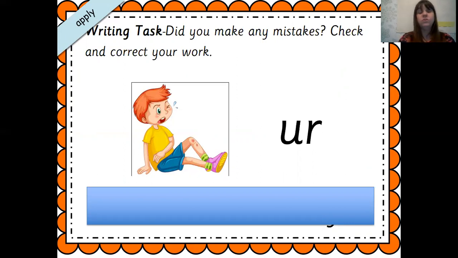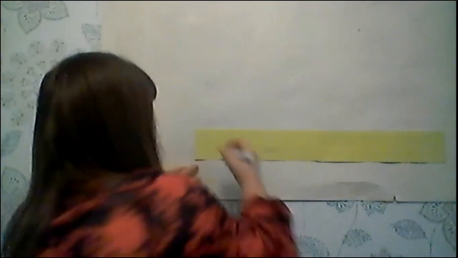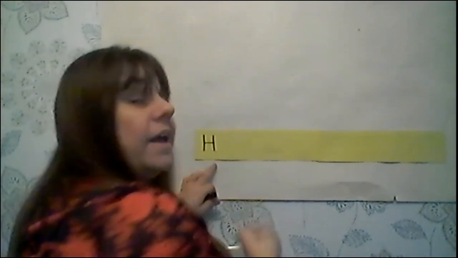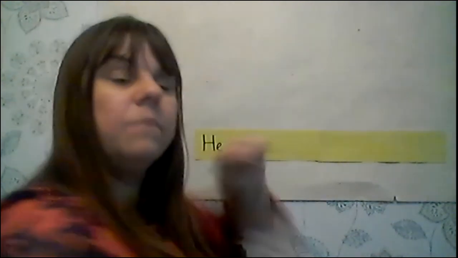So I'm going to stop sharing so you can see my writing now. Okay, I will turn around. Again, can you show me your tricky word mat? It should have the word he on it. Excellent. Tell me how to spell he. H-E. And again, capital letter. He.